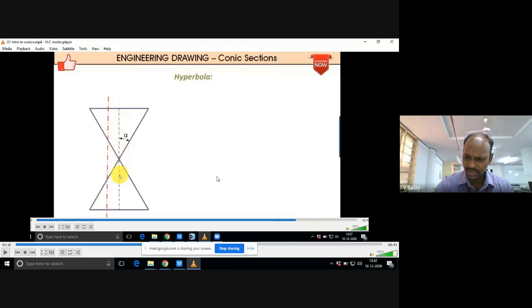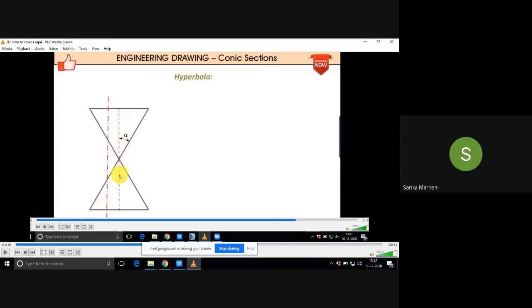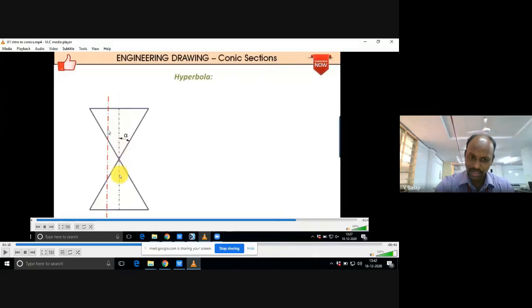Are you listening? Yes, sir. Can you guess what theta is? Zero. The axis is vertical, and this cutting plane line is also vertical. So these two are parallel lines, and the angle is zero. The angle alpha is fixed for a particular cone, so accordingly you can generate hyperbolic curves.